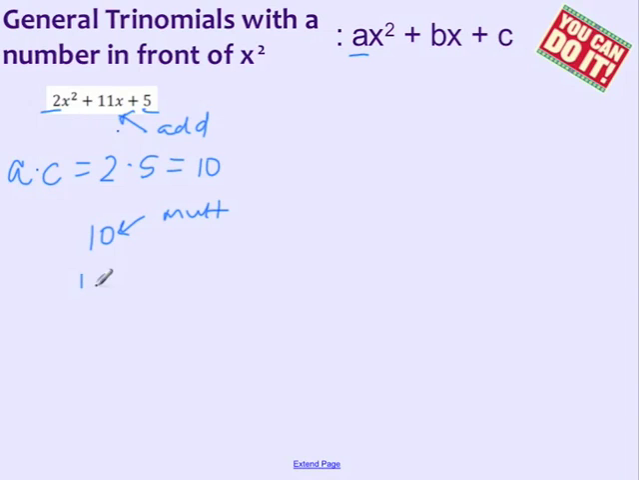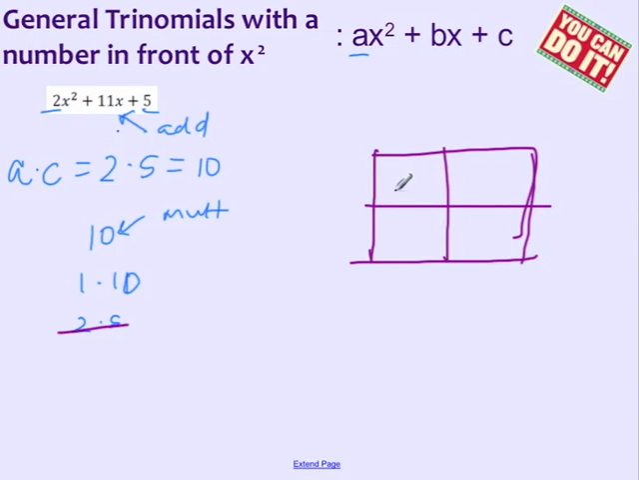So I would list out my factors of 10 if you didn't see it right away. 1 times 10, 2 times 5, those are all my factors. Okay, I need to add to 11, so that takes out 2 and 5. 1 plus 10 is 11. Okay, so this is where I set up my box.